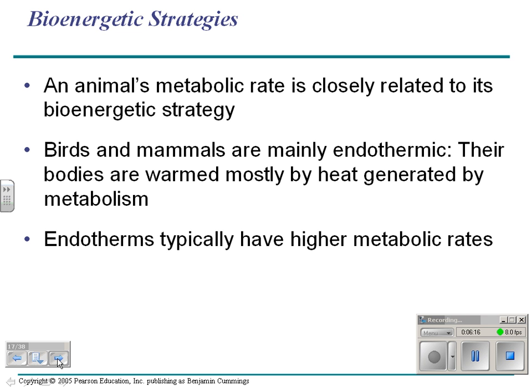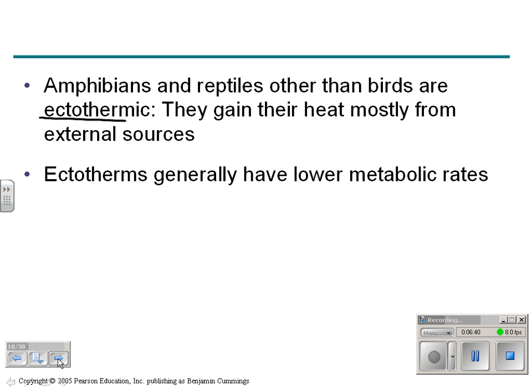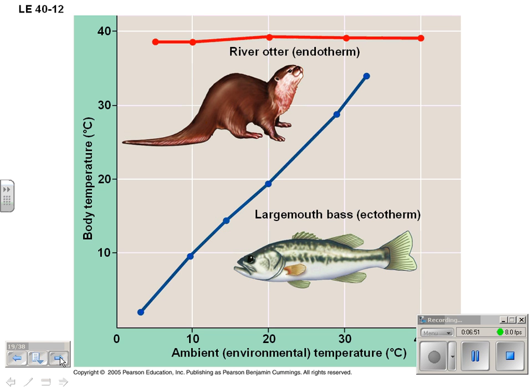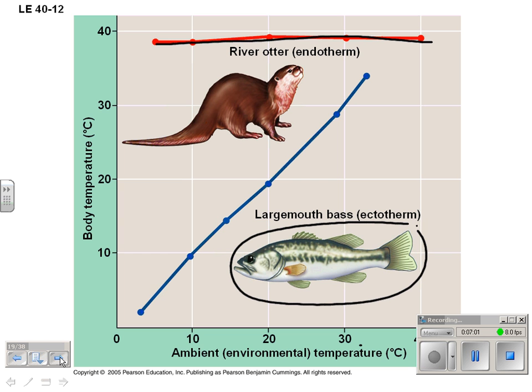An animal's metabolic rate is closely related to its, quote, bioenergetic strategy. We don't think about this; this is just how it works. Birds and mammals are endotherms. They are warmed up by heat generated by metabolism, which, remember, is the sum of all the chemical reactions. So endotherms typically have higher metabolic rates than ectotherms. Amphibians and reptiles are ectotherms. They get their heat from outside themselves. Here's a quick graph. River otter is an endotherm. Here's its body temperature at varying environmental temperatures as the water gets colder. Here's an ectotherm, largemouth bass. Look what happens to its body temperature as the temperature gets colder or as the temperature gets warmer.